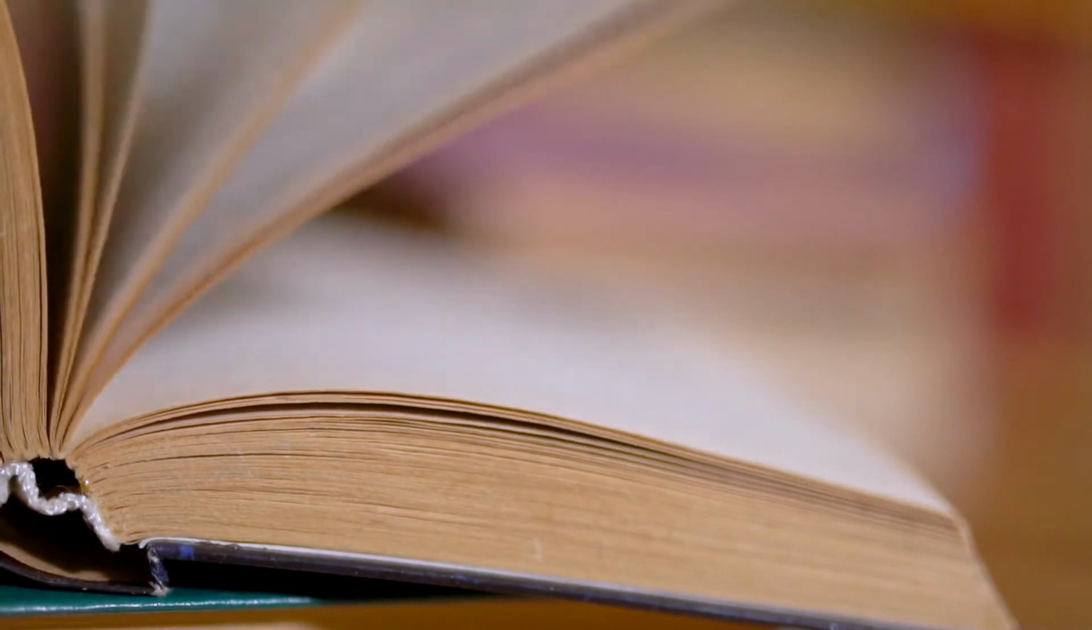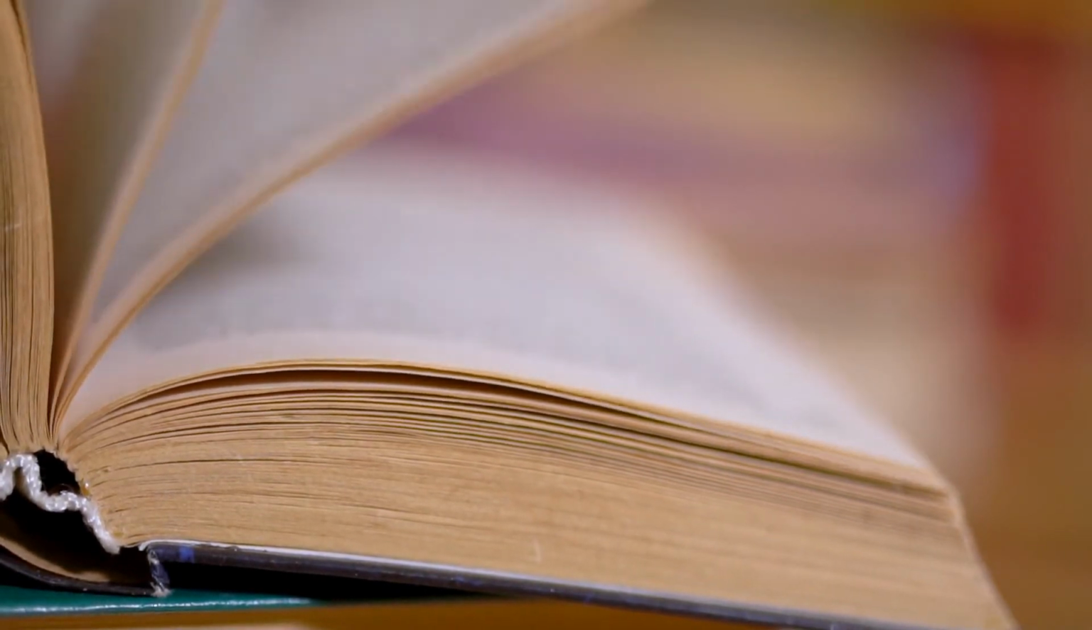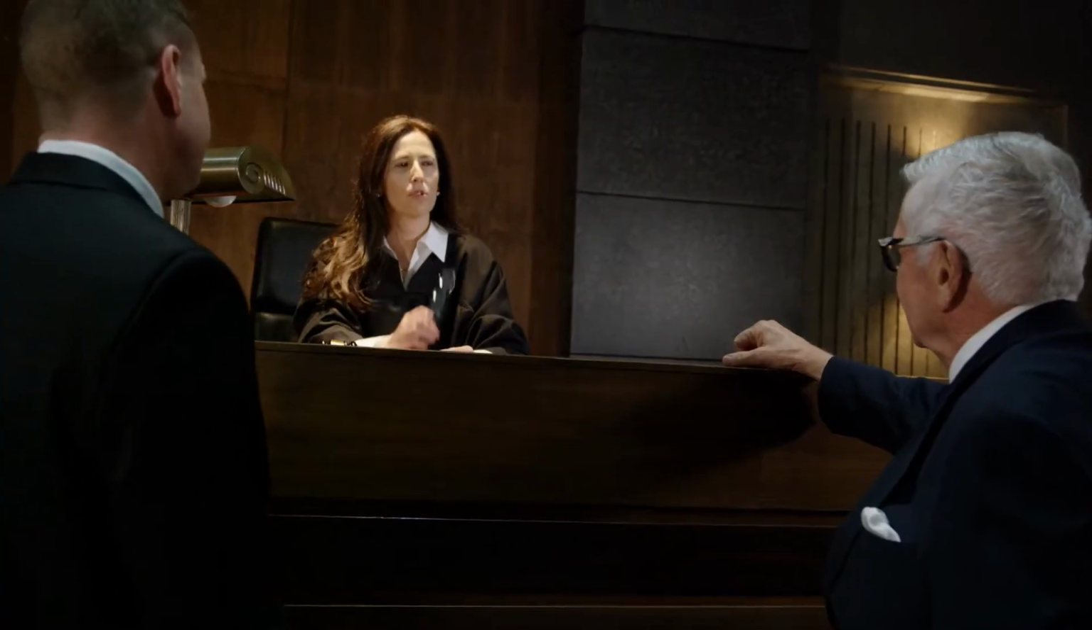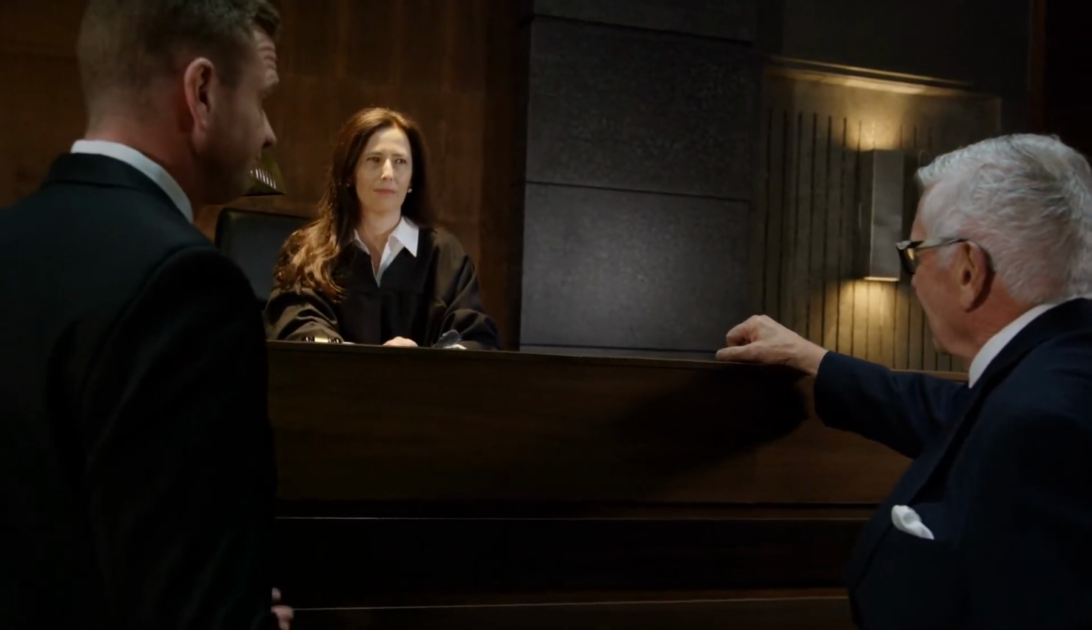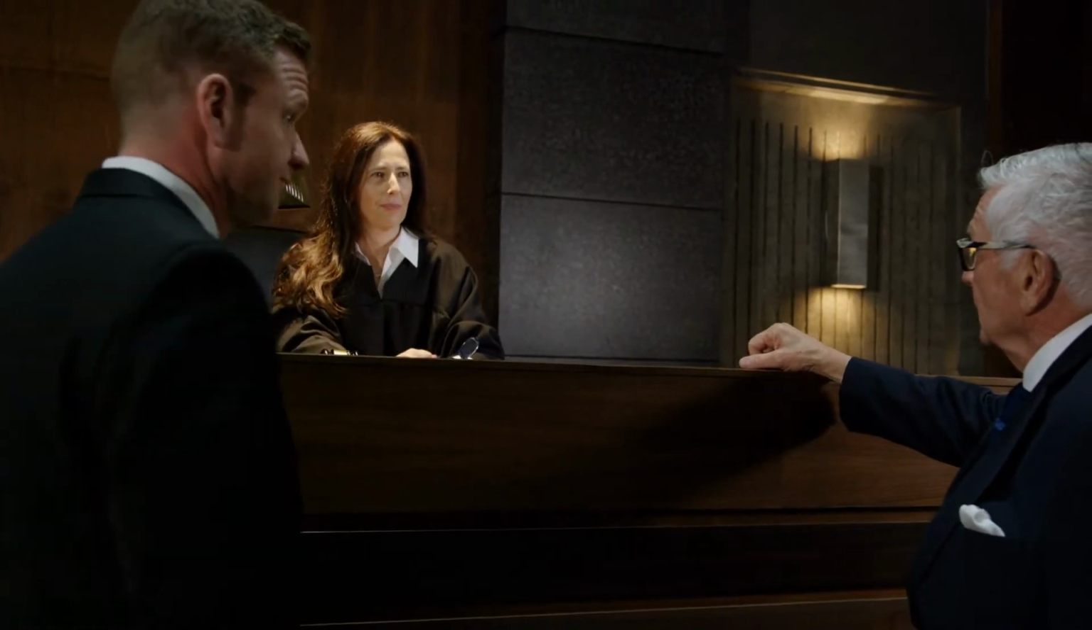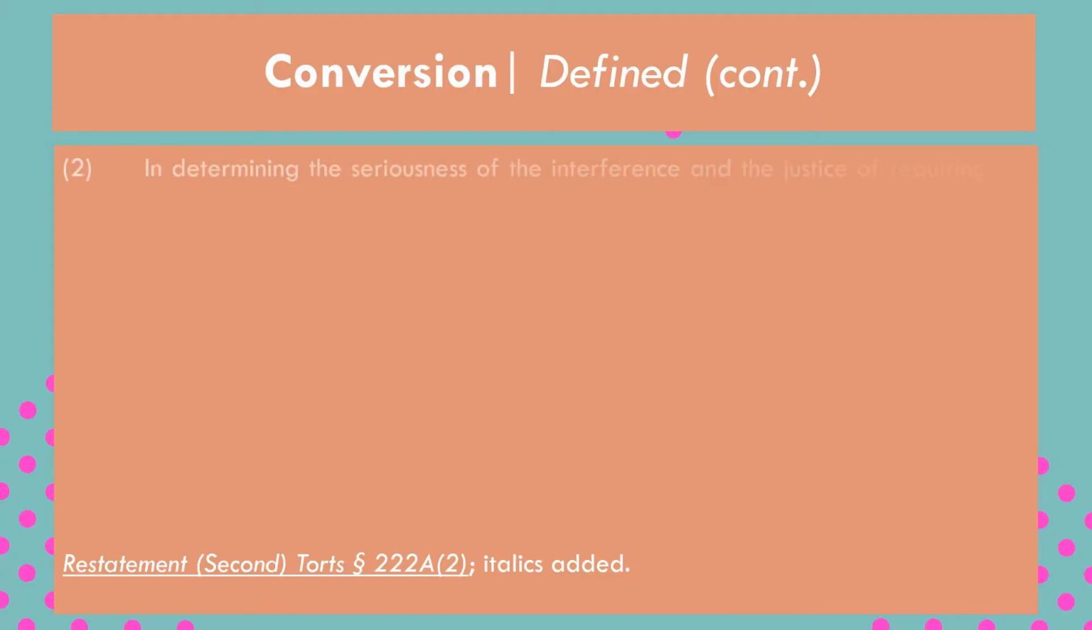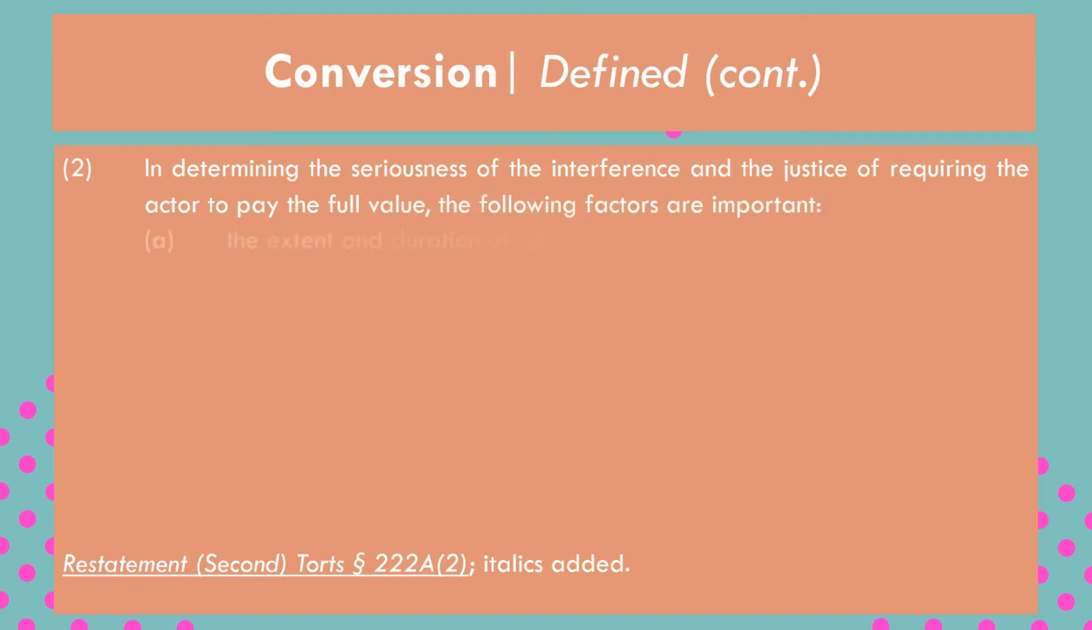Section 222A, subsection 2, provides a list of 6 factors the court may utilize when determining the seriousness of the tortfeasor's interference in the plaintiff's chattel. It provides that in determining the seriousness of the interference and the justice of requiring the actor to pay the full value, the following factors are important.